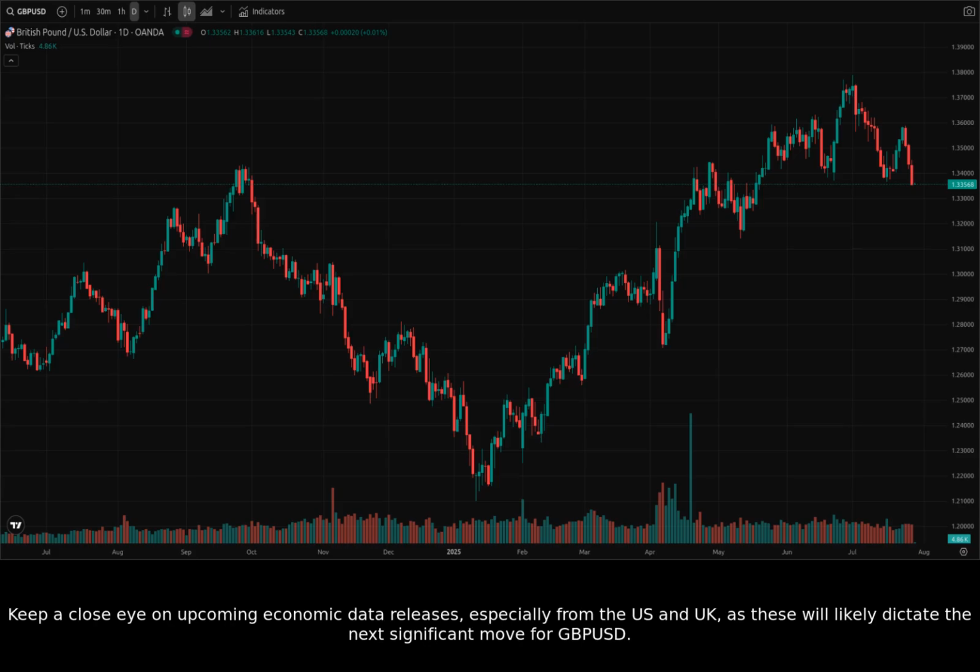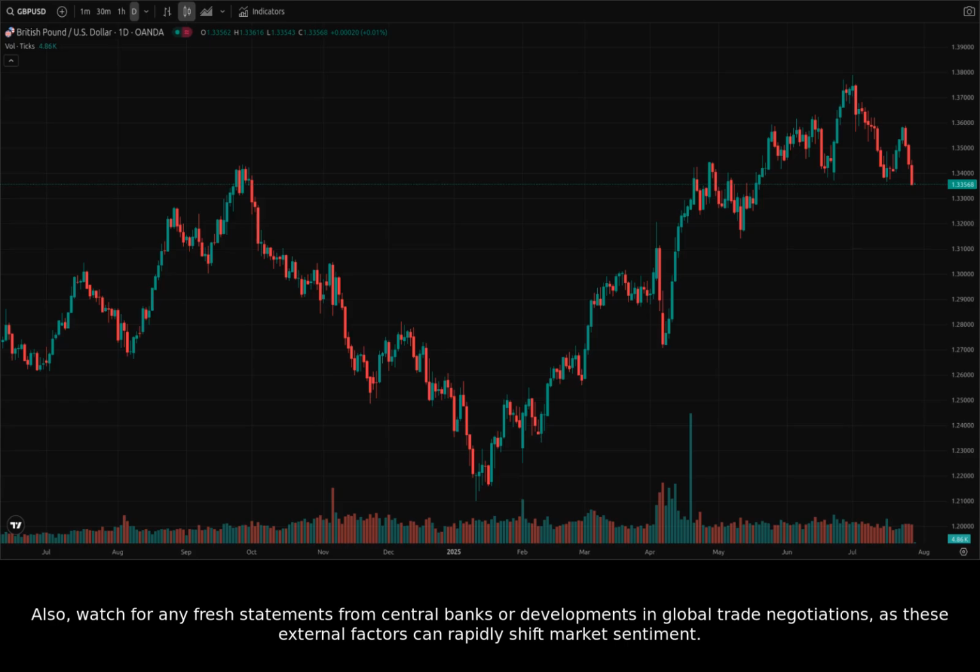Keep a close eye on upcoming economic data releases, especially from the US and UK, as these will likely dictate the next significant move for GBPUSD. Also, watch for any fresh statements from central banks or developments in global trade negotiations, as these external factors can rapidly shift market sentiment.